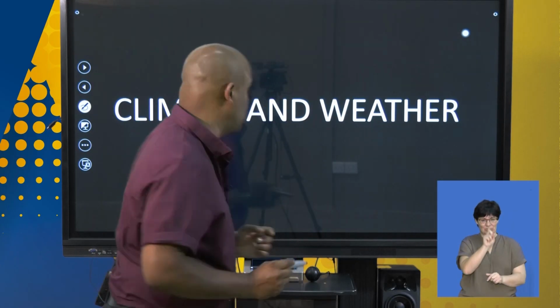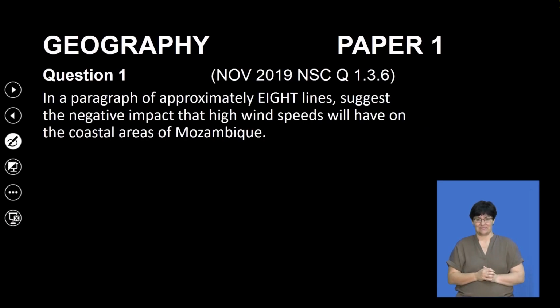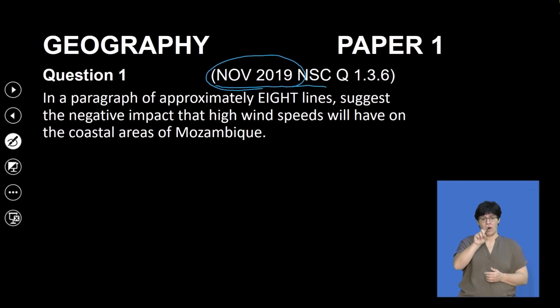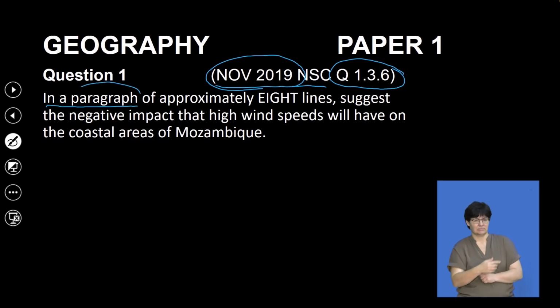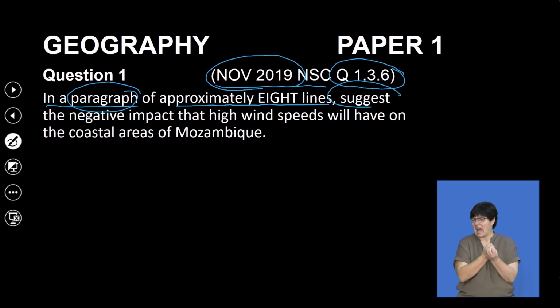Great, let's move on. The first question that we're looking at is from the November 2019 NSC examination, question 1.36. Let's look at the structure of this paragraph. In a paragraph of approximately 8 lines, suggest.